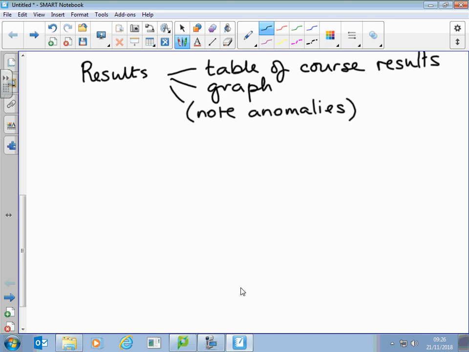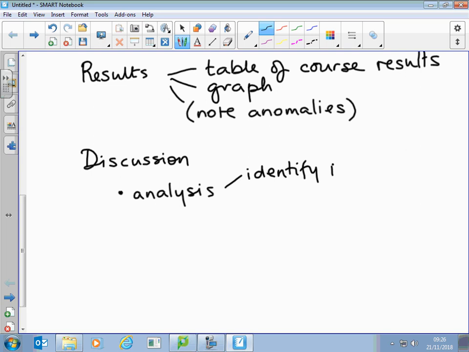You then have your discussion. Now, you've got various things to cover in here, so make sure you've got your analysis. These don't have to be identified as separate sections. This should be a continuous discussion. So you identify the isotonic point, which is the water potential of potato. Right, so that's what we're actually trying to find out.